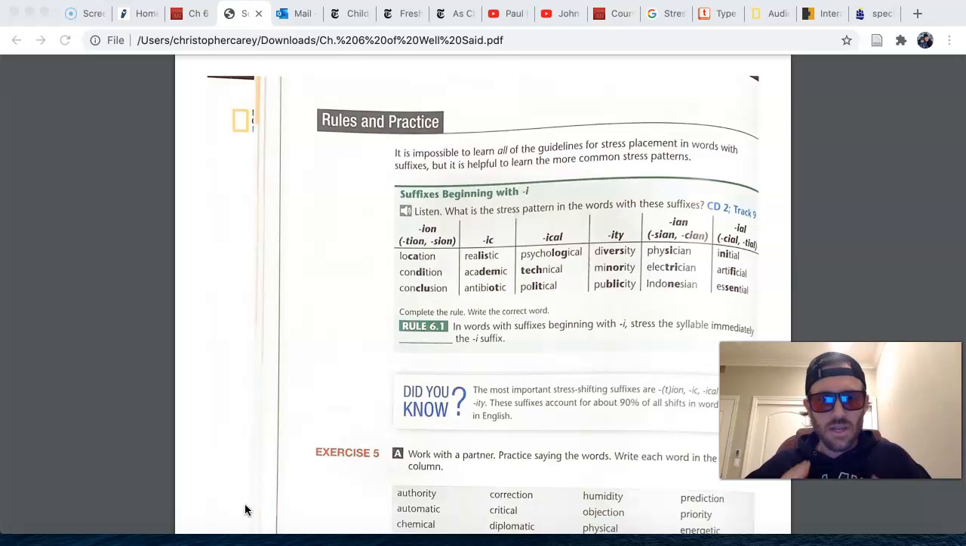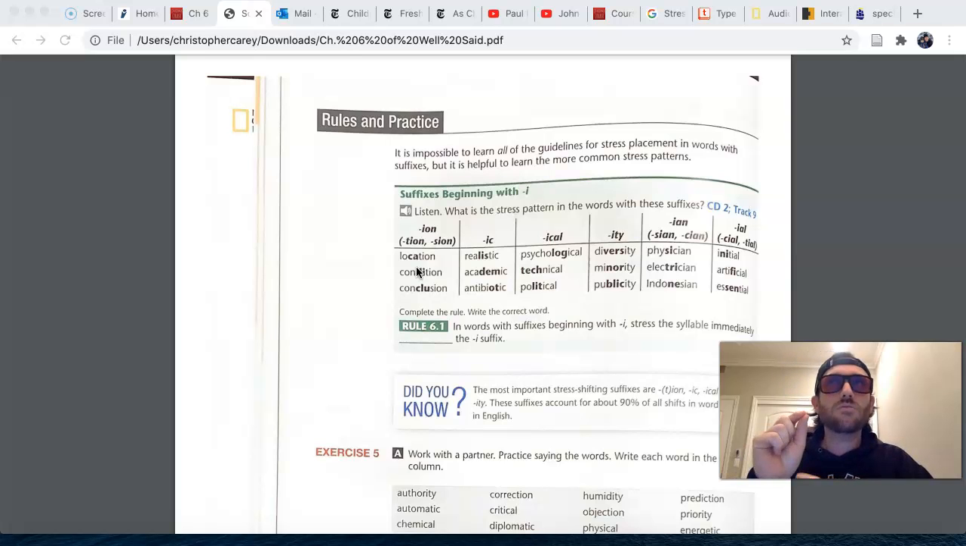All right, here's the big assignment for this chapter. Big assignment, going up the big hill here. Exercise 5 has to do with suffixes beginning with the vowel I. And while it's impossible to learn all the guidelines for word stress with words with suffixes, here you have the most common suffixes, and we're going to identify the pattern here with these suffixes beginning with the letter I. So see if you can pick out the pattern here as we go through these. And your rubber band or hair tie would be very helpful.